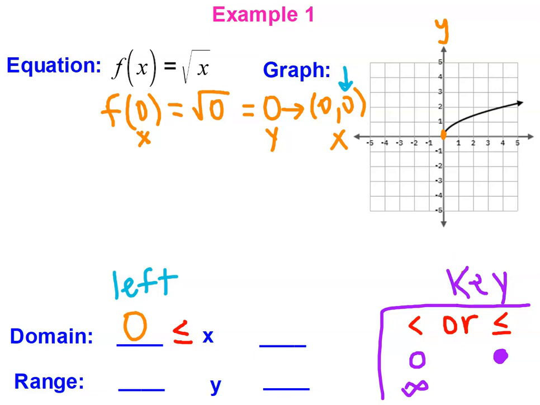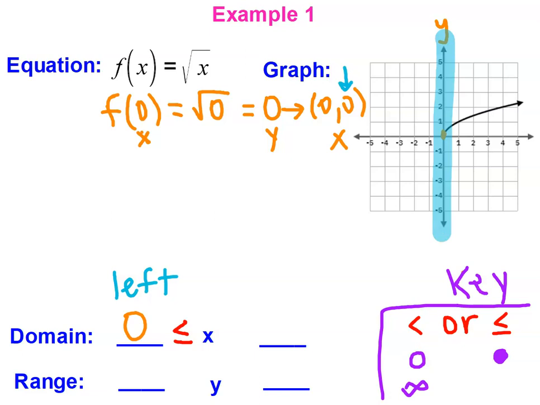Now we want to look at the rightmost value. The leftmost value on the graph is 0. You can draw a little line here to show that the graph won't cross it. That's the leftmost value on the graph. You don't have to do that. Now you're going to look to the right.